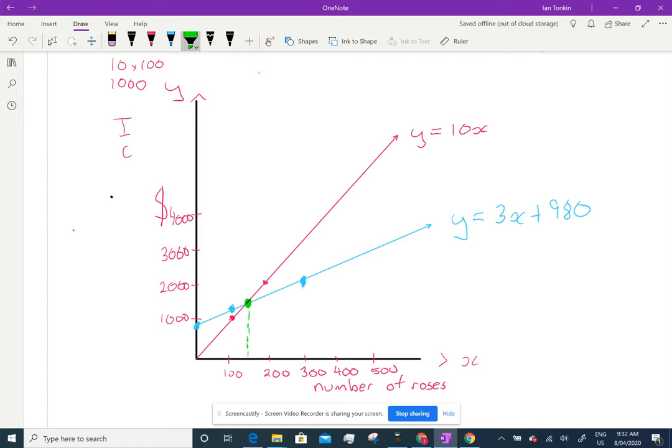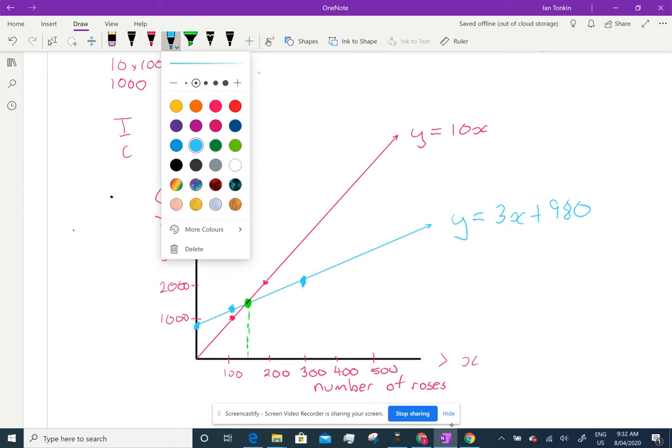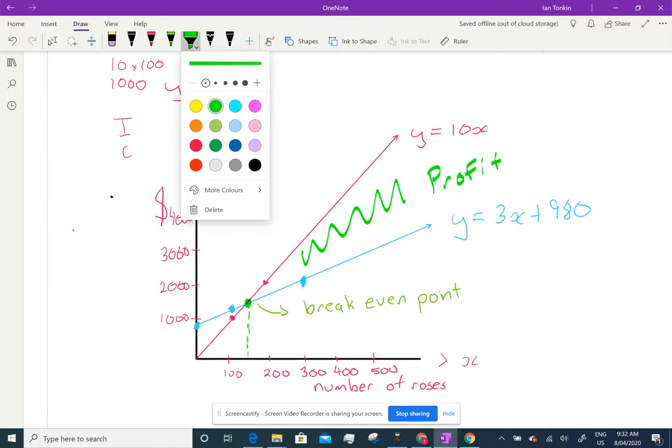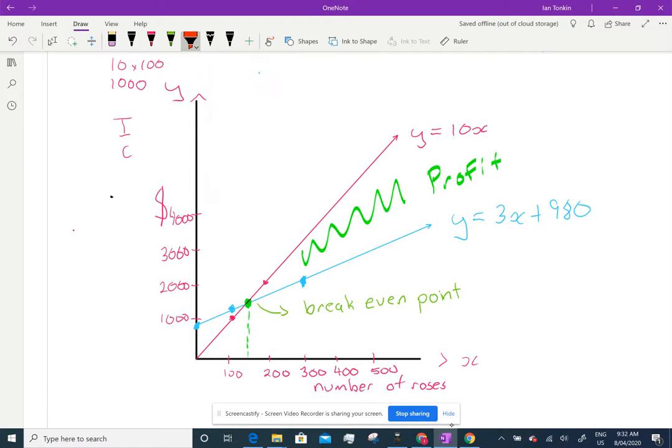So that's really important to understand, that this point here is the break-even point. And this area in here is profit. And this area in here is a loss.